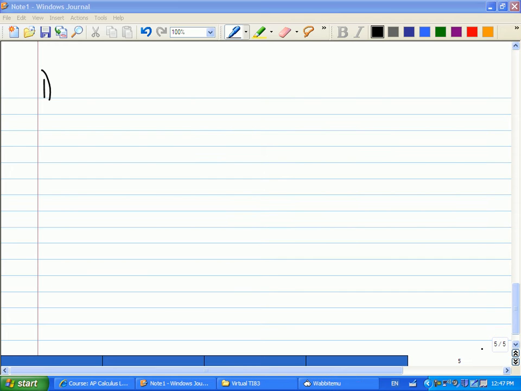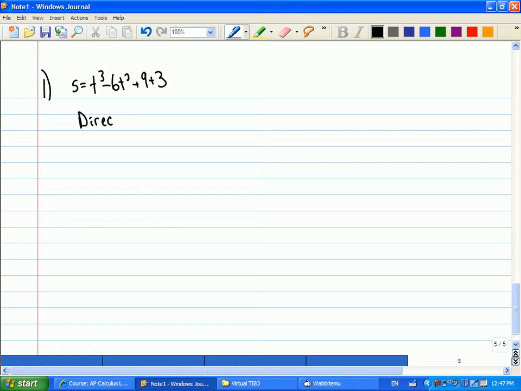So for this one, it says a particle moves along a line in such a way that its position is given by this function. And it wants to know when the direction changes. So can somebody explain to me, how do we go from position to motion?